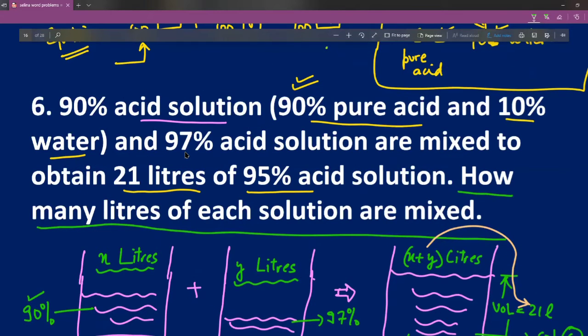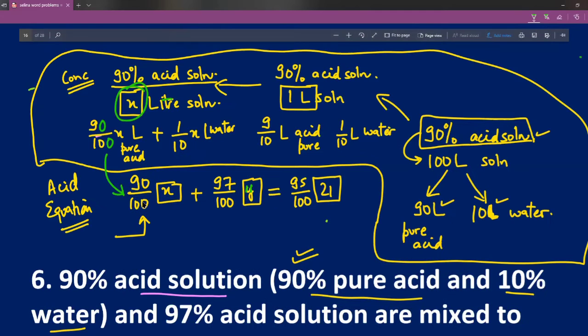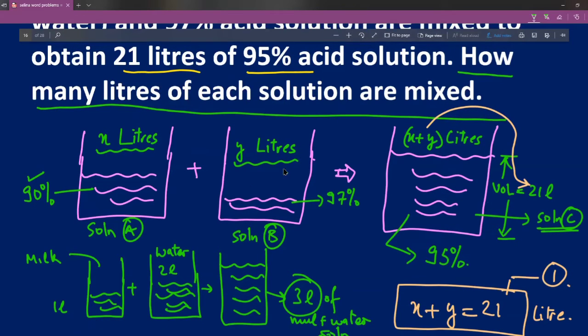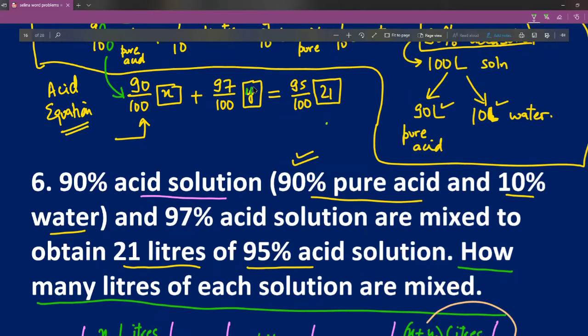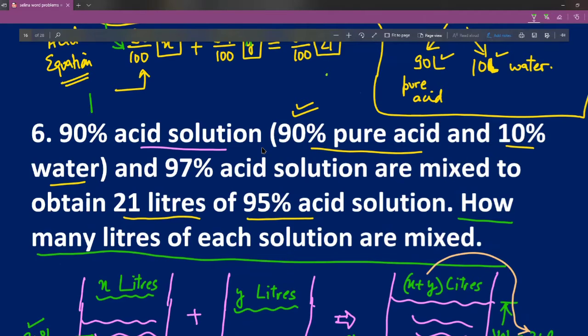So in this x liter solution A, the amount of acid that I have is 90% of x. In this solution B, the amount of pure acid that I have is 97% of the volume of the solution. Volume of the solution is y. So this is actually pure acid in solution A. This is pure acid in solution B.